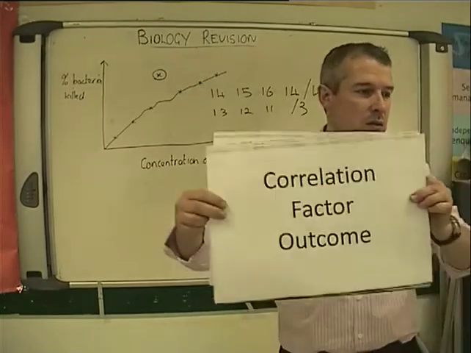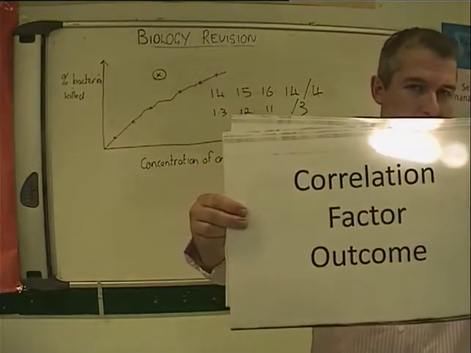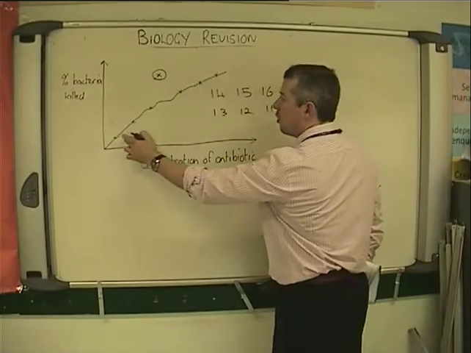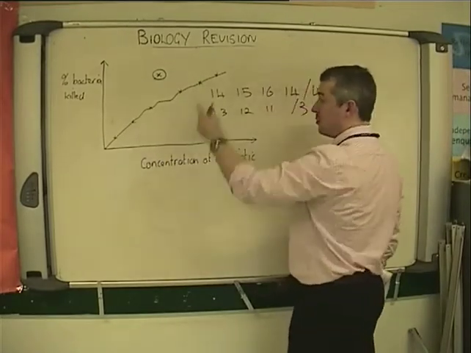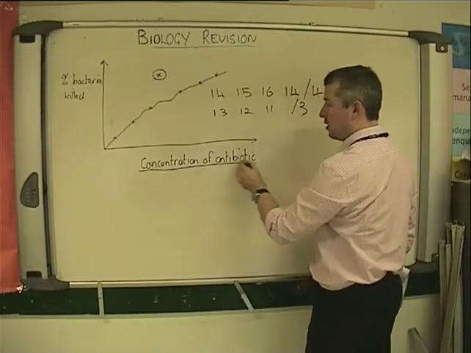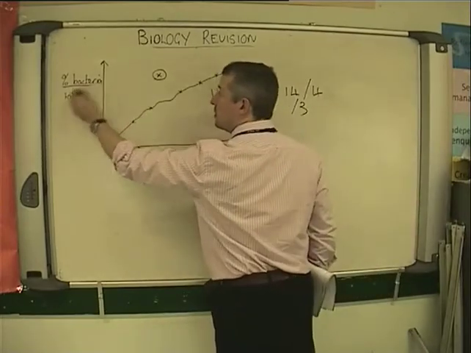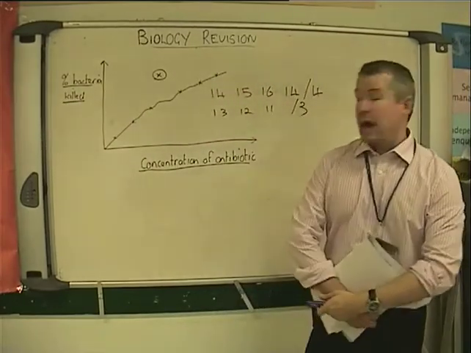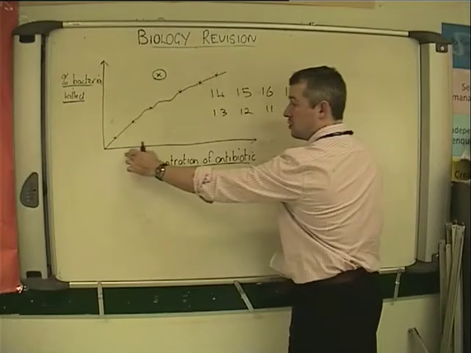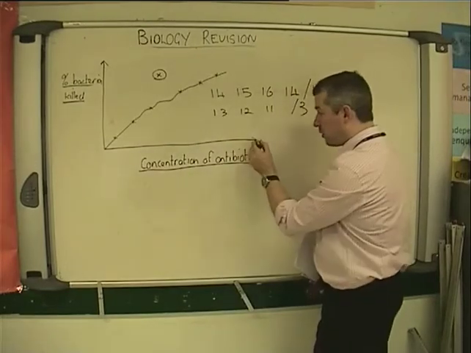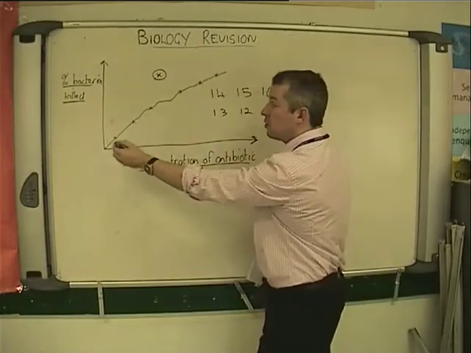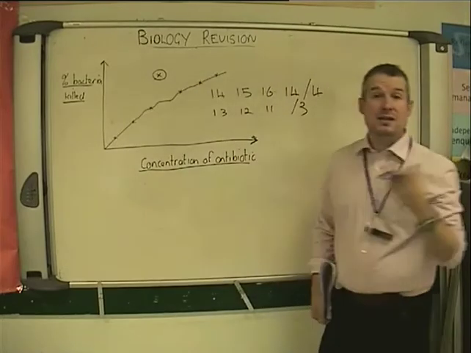Next word, or 3 words actually, we have correlation, factor, and outcome. Now again, if we look at the graph, a correlation is a pattern that we see between 2 different factors here. So, this is the concentration of the antibiotic, and this shows the percentage of bacteria killed. If it asked, is there a correlation in that graph, you could say yes there is, because as the concentration of antibiotic increases, we know it's increasing because this arrow shows that it's increasing, the percentage of bacteria which are killed also increases. That is the correlation, okay?